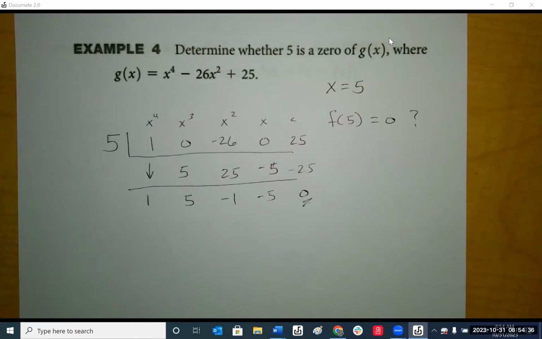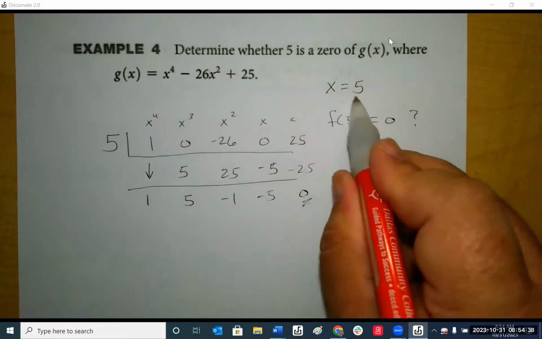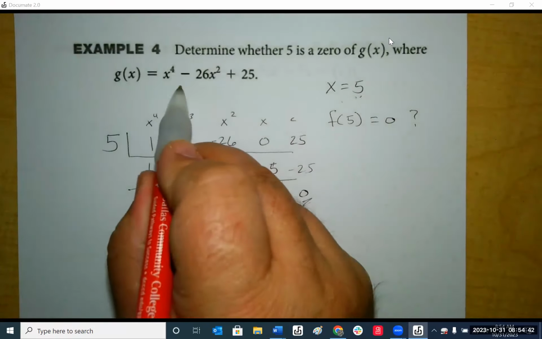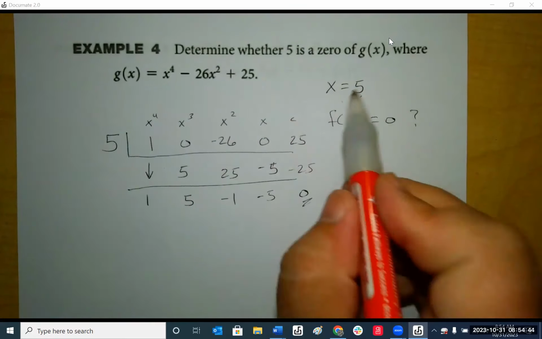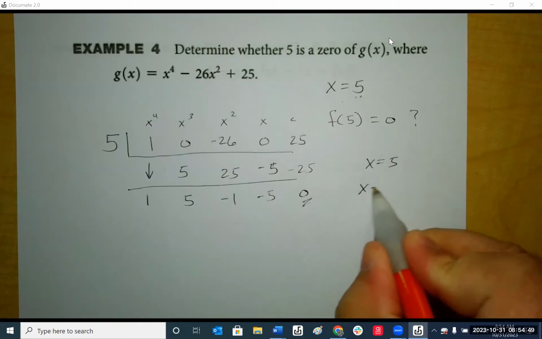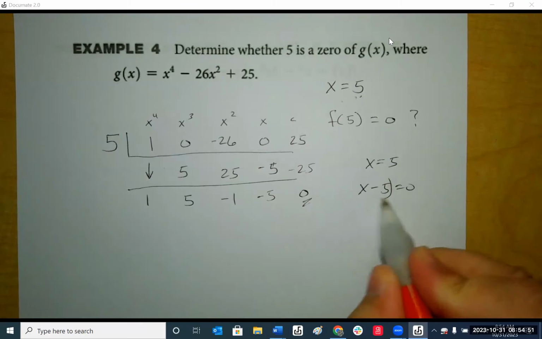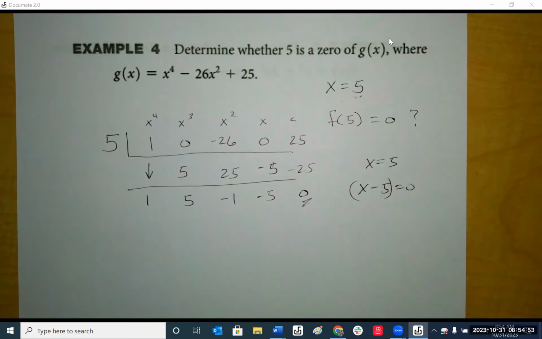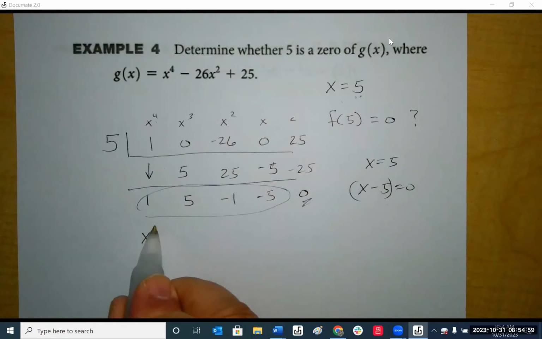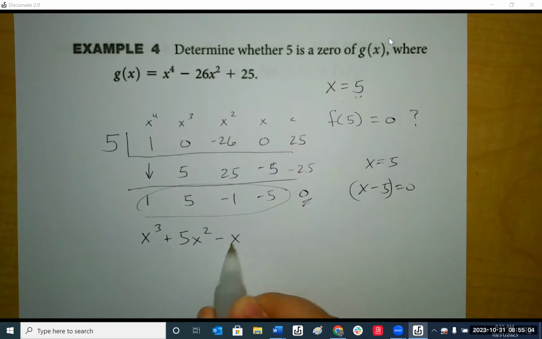So it is a factor. Since x equals 5 is a zero, what is our factor? If x equals 5, then x minus 5 equals 0. This is one of the factors. And the other one, since that's x to the fourth, this is x cubed, 5x squared, minus x minus 5. That's the other one.